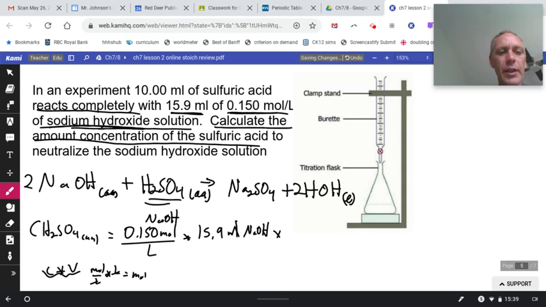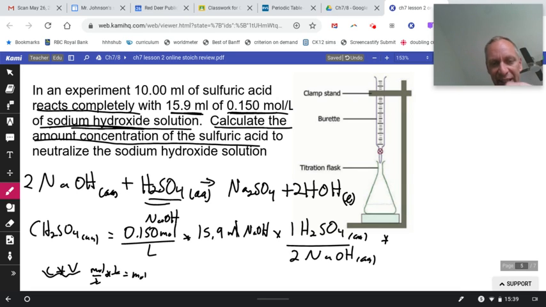But we want the concentration of sulfuric acid. So we've got to turn moles of NaOH into moles of H2SO4 using our molar ratio. 1 H2SO4 for every 2 NaOH. Okay, so now if I cancel out my NaOH, I'm going to have... this is milliliters, and this is liters. So I'm not going to cancel those out yet. They kind of do, but we're going to be left with millimoles. So we'll just hold off on that.